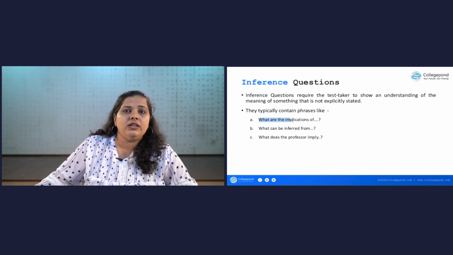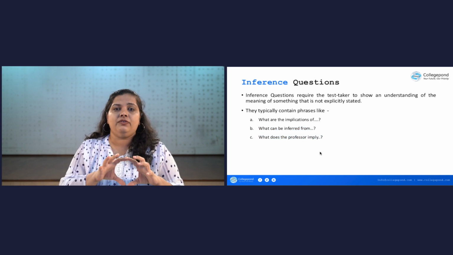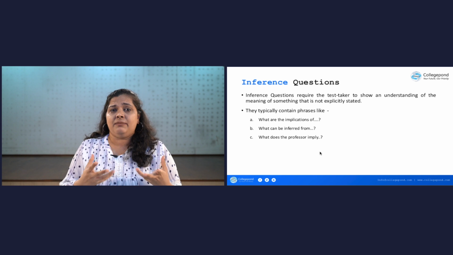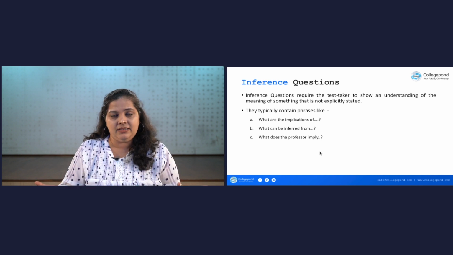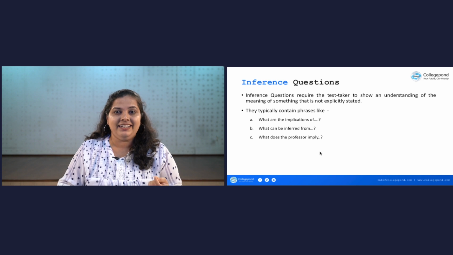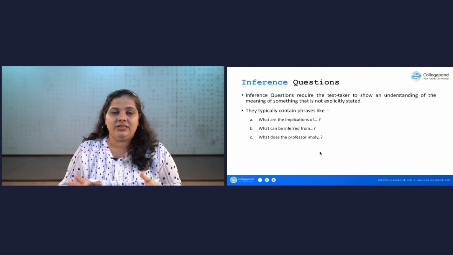What you need to do is look for phrases in the questions like these. What are the implications of? What can be inferred from? What does the professor imply? These are certain cues that will give you an understanding that, okay, now you're looking at an inference question. So the answer is probably not something that was explicitly said in the audio file. It was probably an intended meaning, right? So let's look at a question to understand this better.